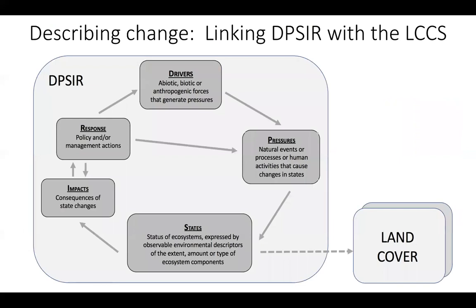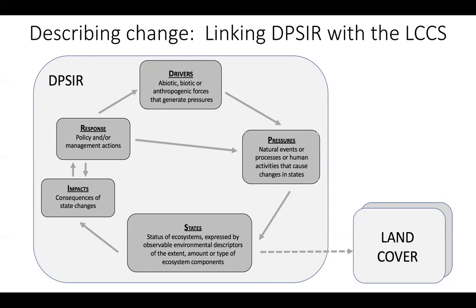Now, the interesting thing is, because lots of things are happening there, we thought we could combine this to provide a much more evidence-based approach to looking at change. So we take the drivers, pressures, states, impacts, and response framework, which is a policy framework, and we link particularly the pressures, the states and the impacts. The states are the environmental descriptors that we've been talking about, so we can use the states to make up the land cover maps. And the impacts are the changes in state. They're the consequence of state changes.